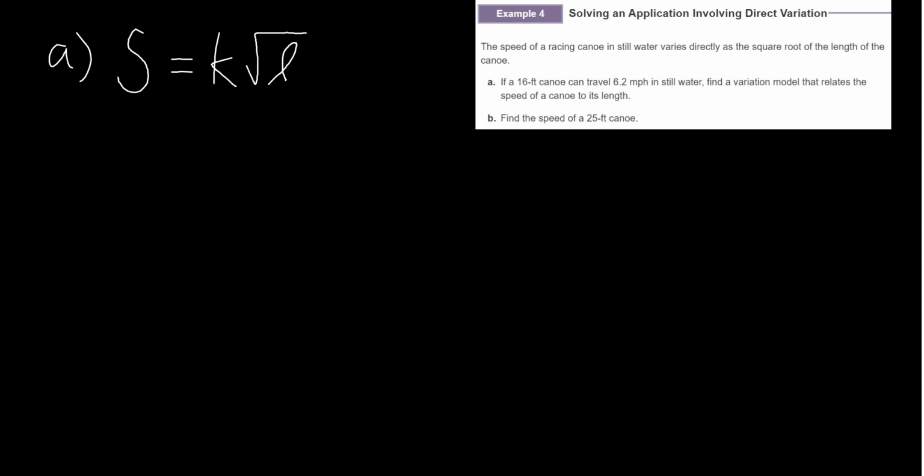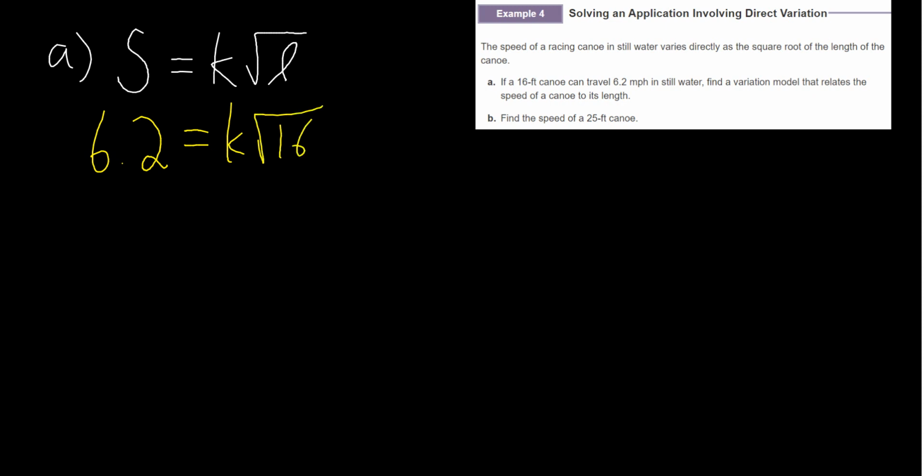Speed, square root. Okay, so A reads, if a 16-foot canoe can travel 6.2 miles per hour in water, find a variation model that relates the speed of the canoe to its length. So what's given to us is the length as well as the speed. We need to have S equal to 6.2, in miles per hour. So 6.2 is equal to k times the square root of the given length, which was 16.